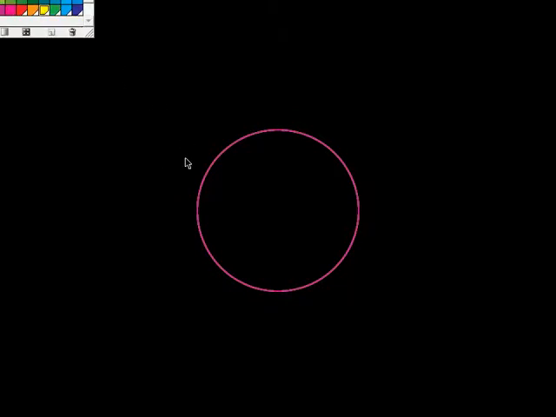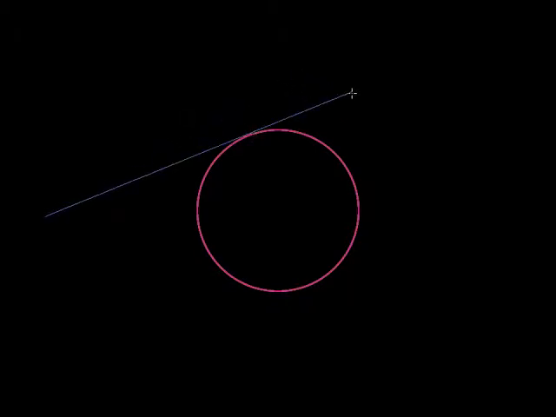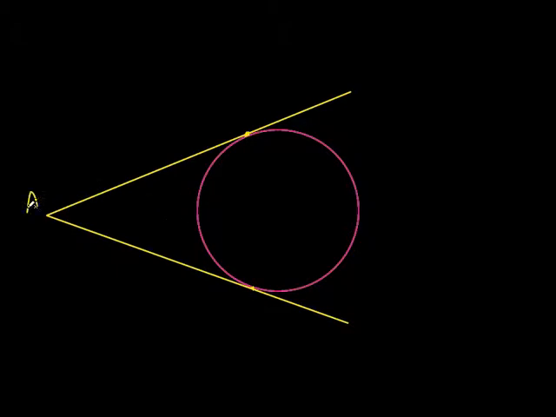So let's do that. Let's have two tangents that meet outside the circle. So here's a tangent right there, and here's another tangent right there. All right, let's say those tangents meet there, and we'll give this some letters. We'll just call this A. Yeah, they're tangents because they just hit the circle at one point.